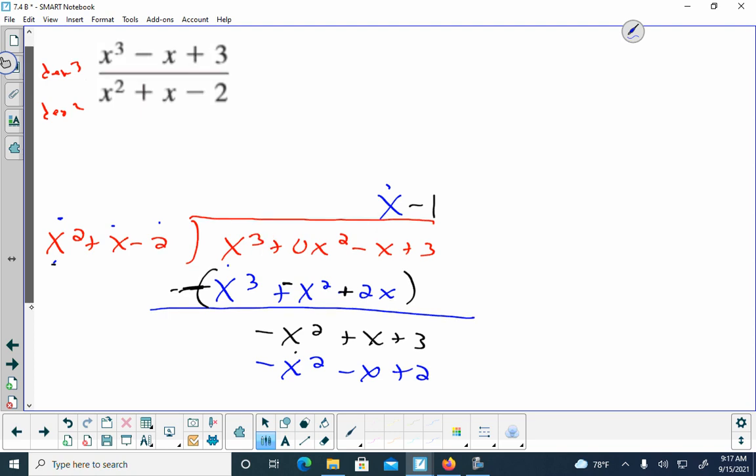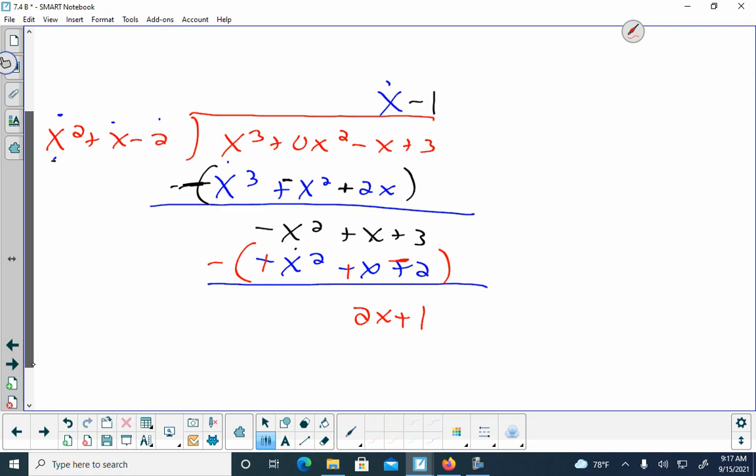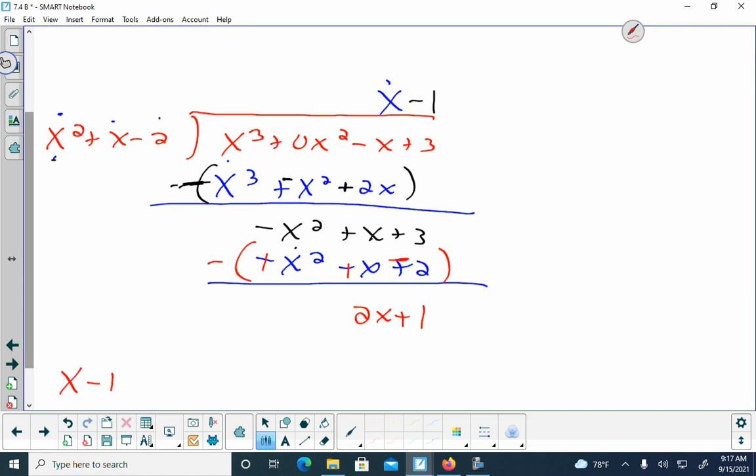And then I'm going to go ahead and subtract that. And when I subtract that, that means all my signs will change. So I'm going to have 0x squared. And then this will be 2x minus 1, or plus 1, sorry, 2x plus 1. So what I have for my answer, and this is what you did with Mrs. Pesic, is you have x minus 1 plus your remainder written over your divisor.